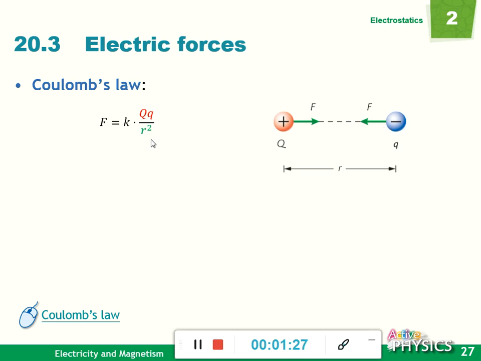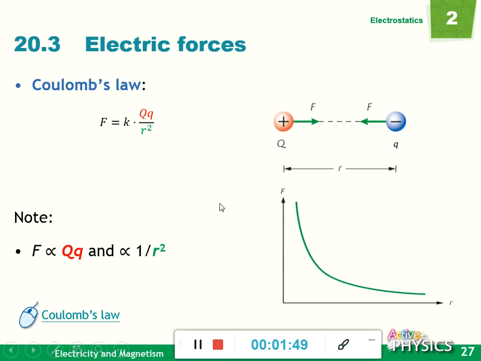Finally, after experiment, we can find this equation. Force is proportional to Q1Q2. Larger Q, larger force. But it is inversely proportional to R squared. Greater R, the force will be less than before. The diagram will be like that. Greater R, the force will be smaller. Smaller R, the force will be greater.